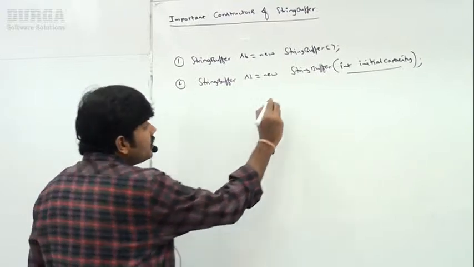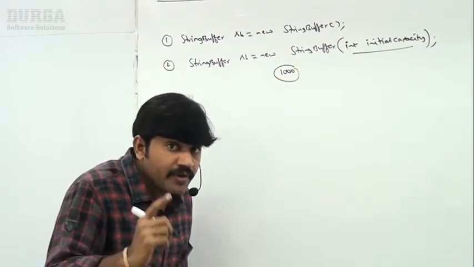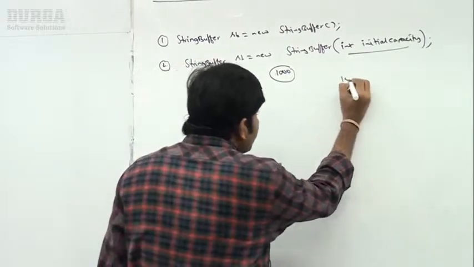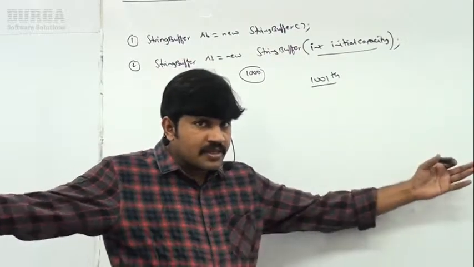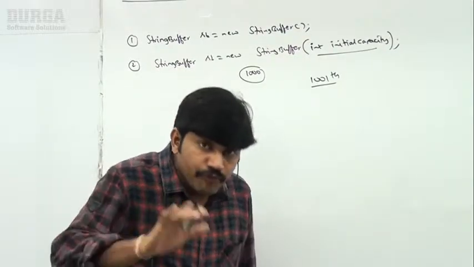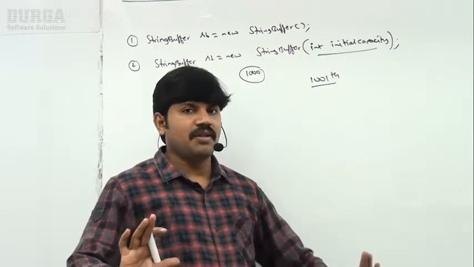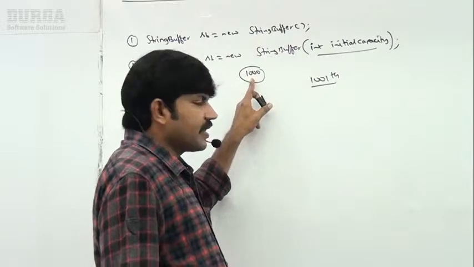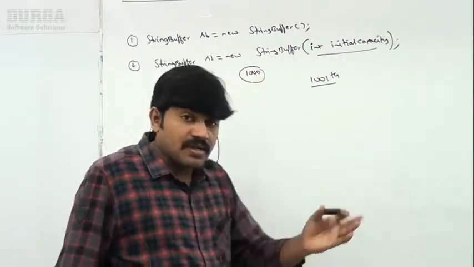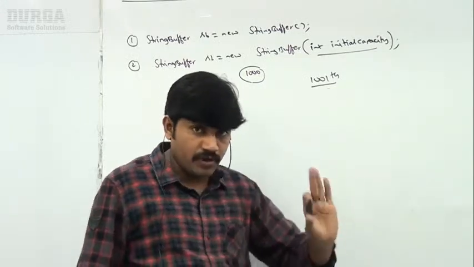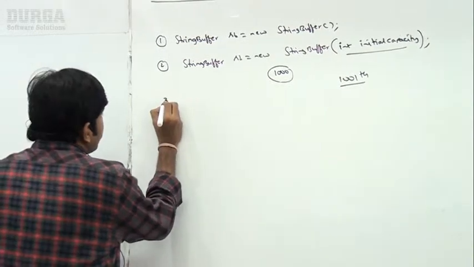Sir, once 1000 is completed, whenever we try to add the 1001st character, then a bigger StringBuffer object will be created with the current capacity plus 1 into 2. The formula is always the same. So up to 1000 characters, happily you can add. Once 1000 characters are completed, only then the formula will come into the picture. Okay, well. So next, the third one.